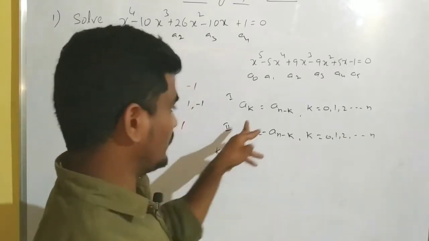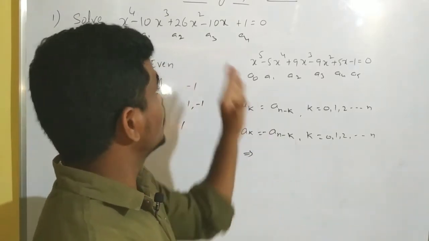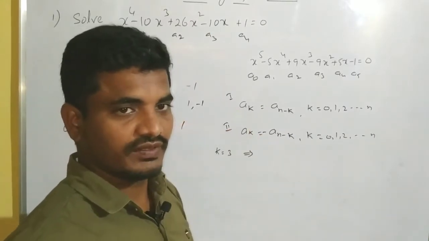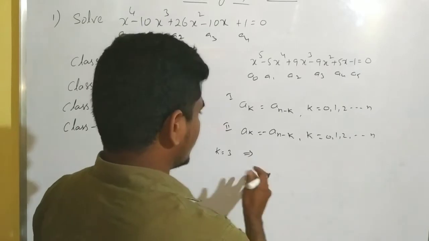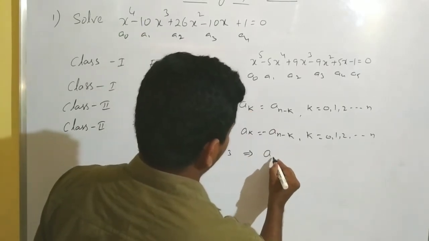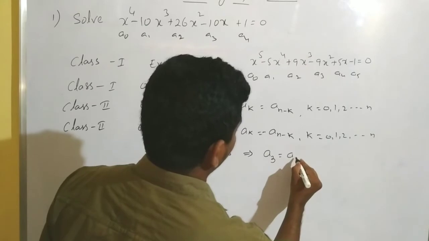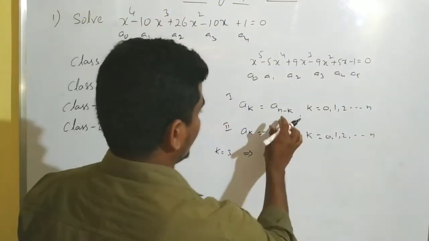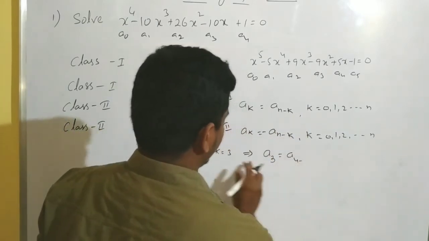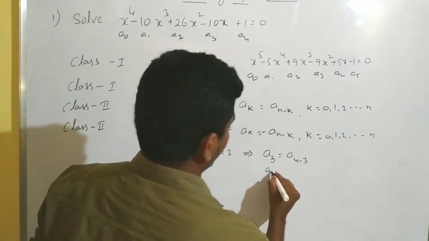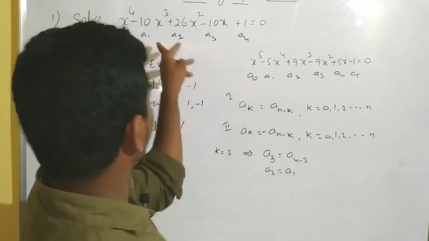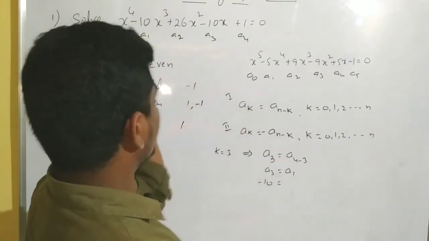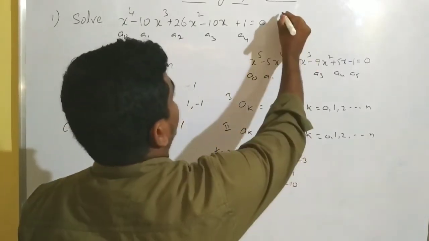I am taking K equals 3 in the first equation and checking whether the first equation is class 1 or not. To check, we substitute in the class 1 formula. Here it is a 4th degree equation, so N is 4, and 4 minus K is 3. So A3 equals A1. Here A3 equals minus 10 and A1 is also minus 10, so it is a class 1 equation.